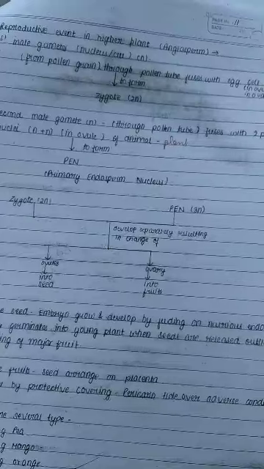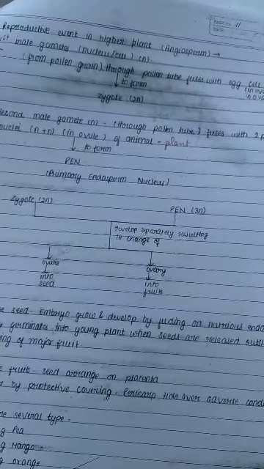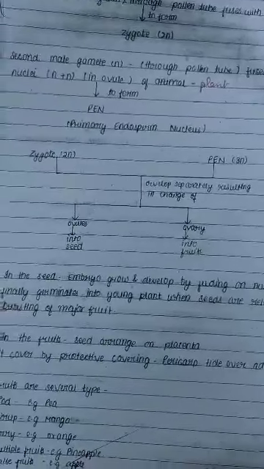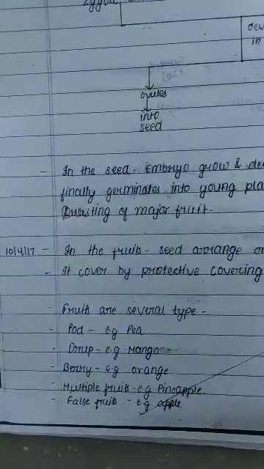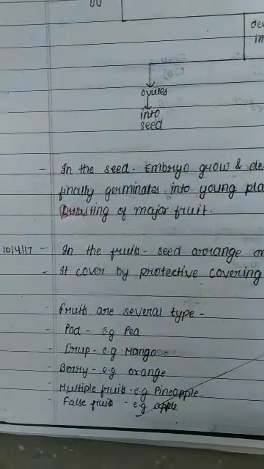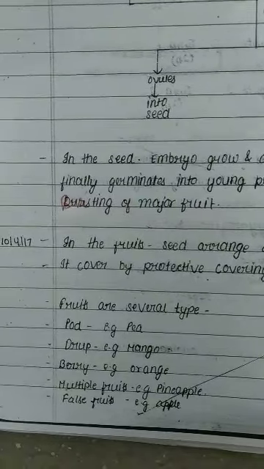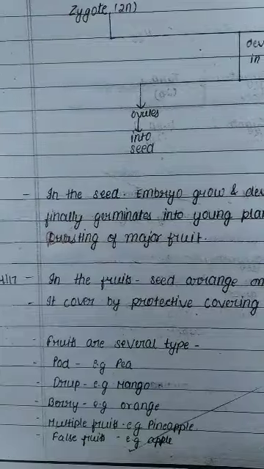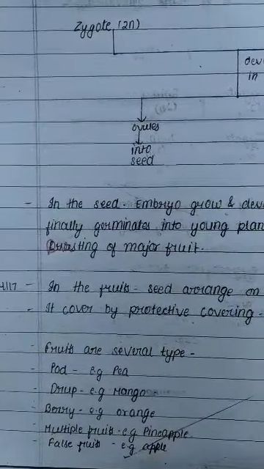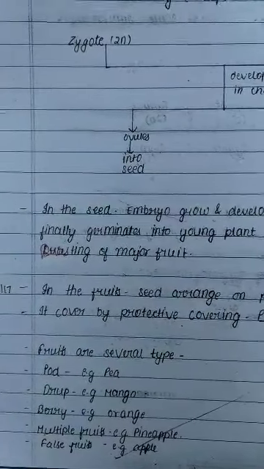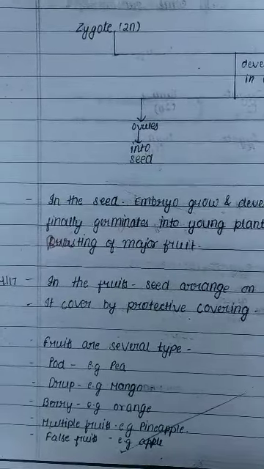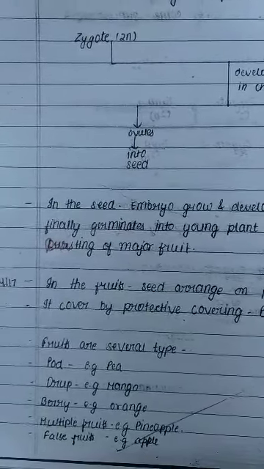The fruit has a protective covering, the pericarp, against adverse conditions. Fruits are of several types. For example, pods, such as pea; drupes, such as mango; berries, such as orange; multiple fruits, such as pineapple; and false fruits, such as apple. These are certain example types of fruits which I have discussed in your 11th class.